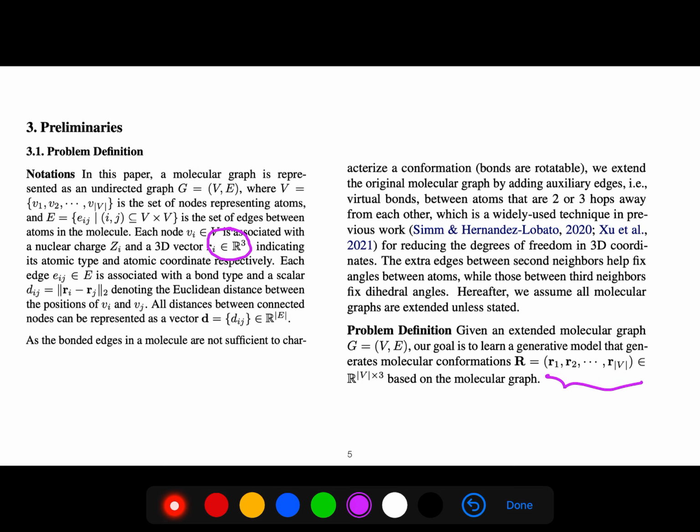So for each node v, it is associated with a nuclear charge Z sub i and a 3D vector R sub i, indicating its atomic type and atomic coordinate respectively. So the atomic type is Z sub i, and R sub i is the atomic coordinate. So, for example, when we have a bond between atom i and atom j, then we have a distance d_ij between them.